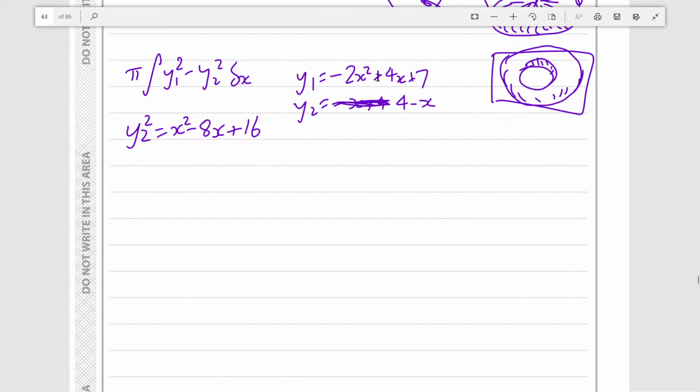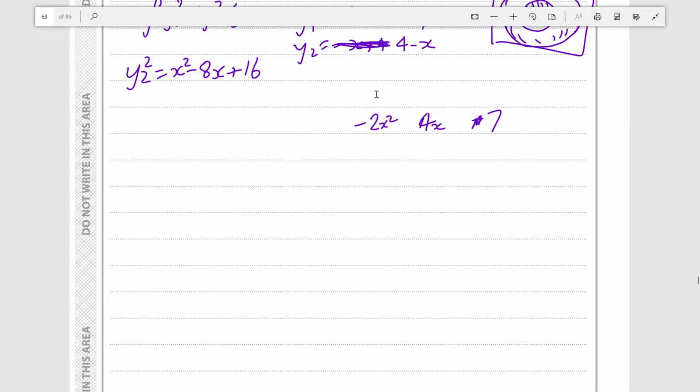And what I'm going to use here is something called polynomial long multiplication. It's kind of like regular long multiplication, except you don't carry digits because you're working in base x rather than base 10. Like, say we have minus 2x squared plus 4x plus 7. So minus 2x squared and 4x and 7. And this will be our x squared column and our x column and our constant column.